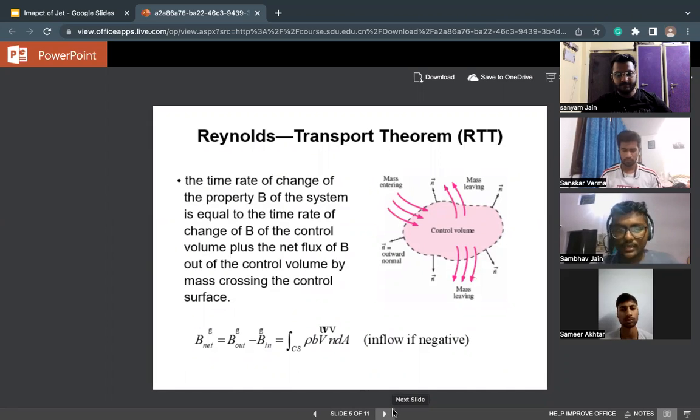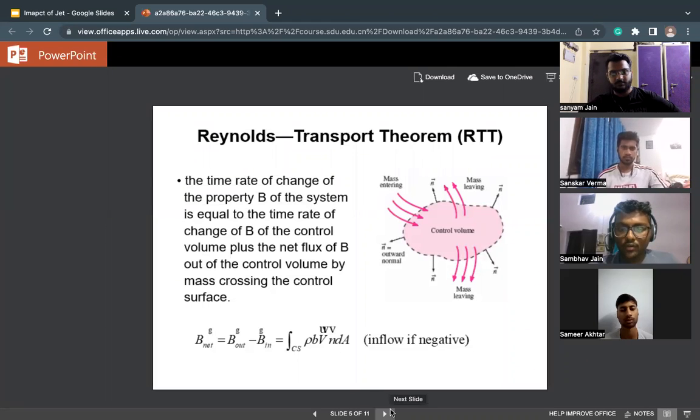In this slide, the time rate of change of the property B of the system is equal to the time rate of change of B of the control volume plus the net flux of B out of the control volume by mass crossing the control surface. As it is written over here, it is clearly stated that net flux equals flux out minus flux in, equals the integral over the control surface of rho b V dot n dA.